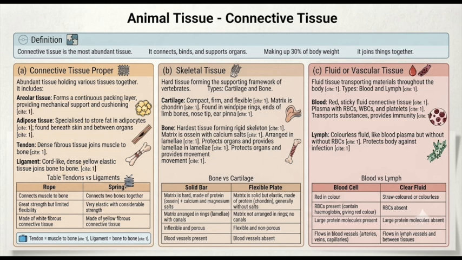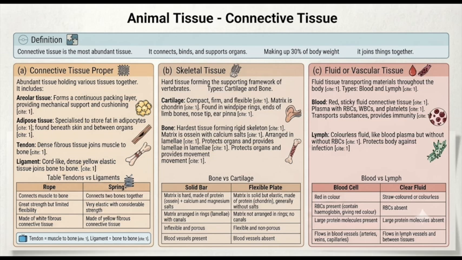Connective tissue proper. This is the most abundant type of connective tissue. It holds various tissues together inside an organ. It includes areolar tissue, the basic and most widely distributed connective tissue in the animal body. It forms a continuous layer under the skin, fills the spaces between organs, and acts as a packing material around them. It provides mechanical support and cushioning.